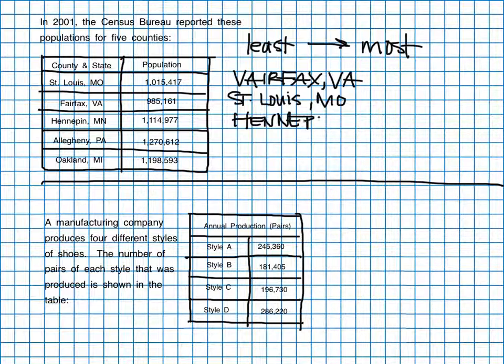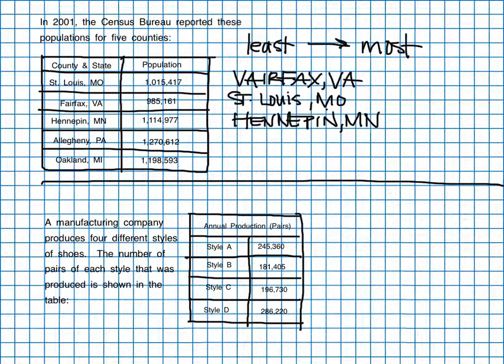We are currently sitting in Hennepin County. Unless you're watching this at home and you ride a Magnabus and you live outside of Hennepin County. Then I'd have no idea where you're sitting. But anyways, Hennepin County has 1,114,977 residents. But this was as of 2001.